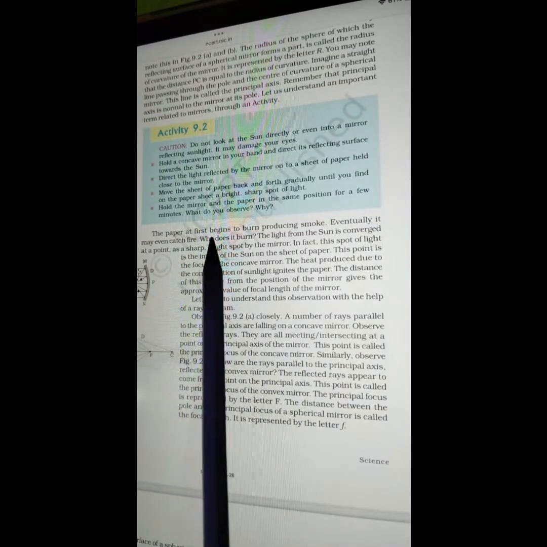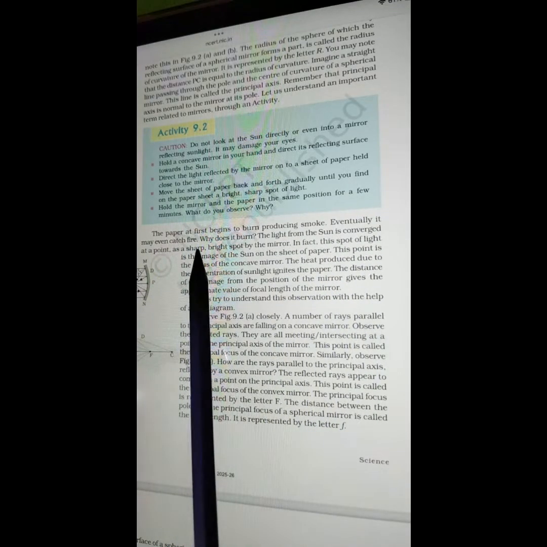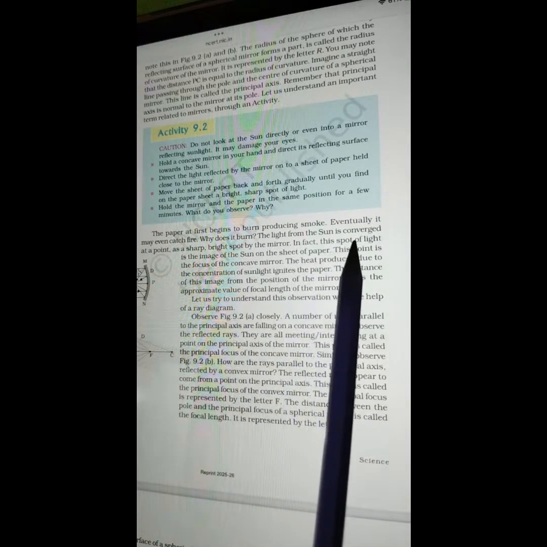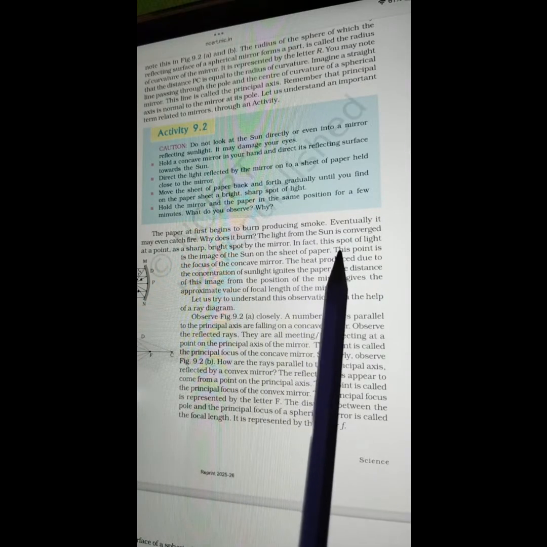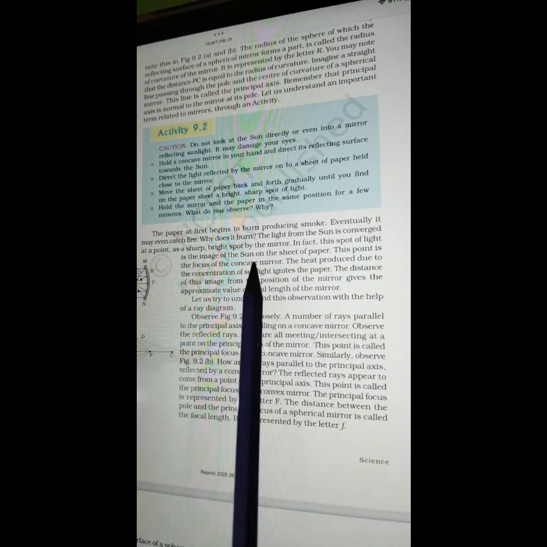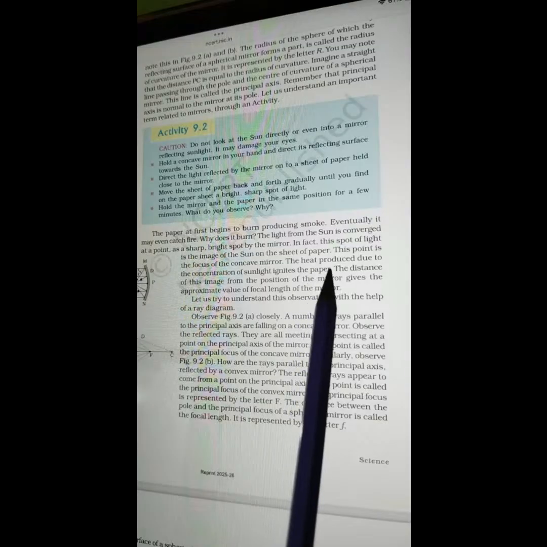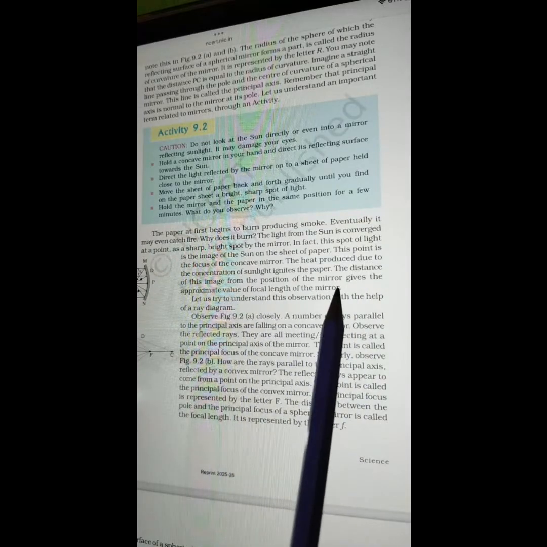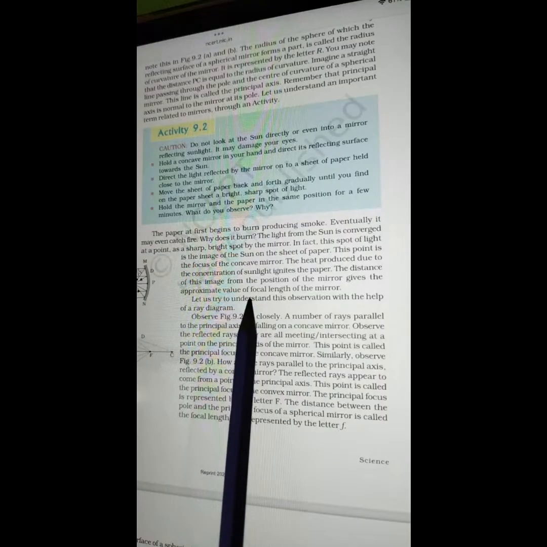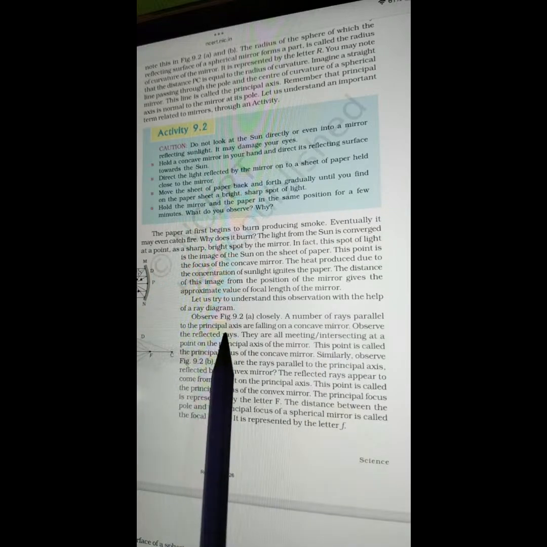The paper at first begins to burn, producing smoke. Eventually, it may even catch fire. Why does it burn? The light from the sun is converged at a point as a sharp, bright spot by the mirror. In fact, this spot of light is the image of the sun on the sheet of paper. This point is the focus of the concave mirror. The heat produced due to the concentration of sunlight ignites the paper. The distance of this image from the position of the mirror gives the approximate value of focal length of the mirror. Let us try to understand this observation with the help of a ray diagram.